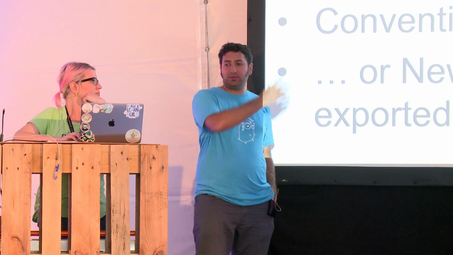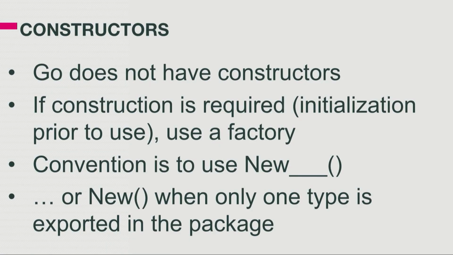Okay, and we'll talk a little bit about this. Go doesn't have constructors. If you want to use a constructor, like you have something that needs to be set up before you use it, then there's a convention of using new and then the name of the type. Or if it's the only type in the package, just new.